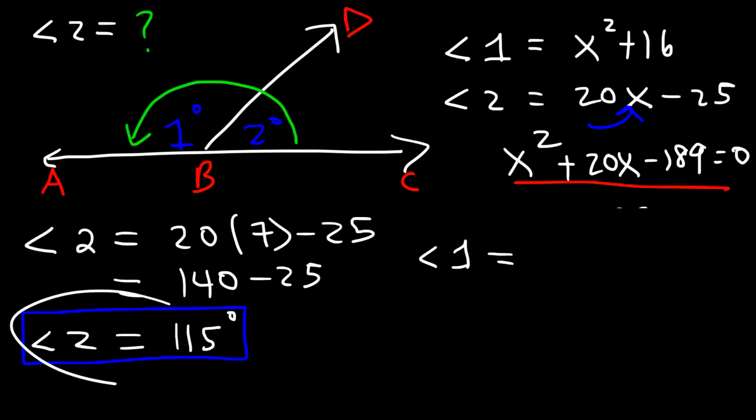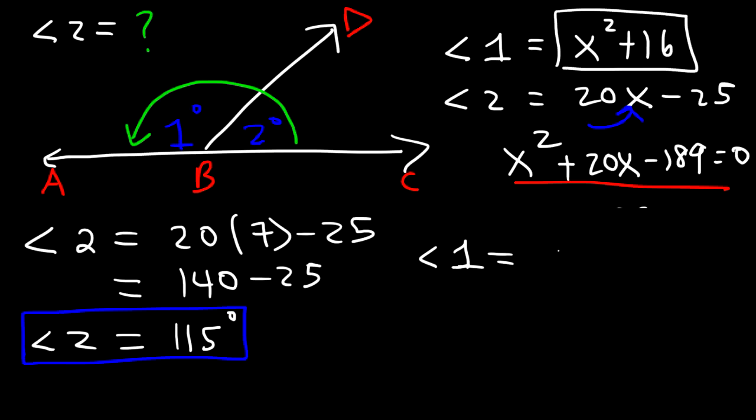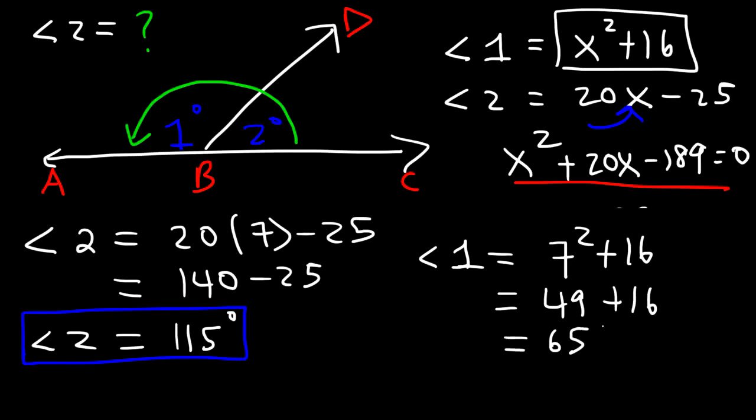By the way, this is the answer for the whole problem. Now let's go ahead and find the measure of angle 1. Angle 1 is x squared plus 16. So that's going to be 7 squared plus 16. 7 squared, that's 7 times 7, that's 49. And 49 plus 16 is 65. So that's the measure of angle 1.